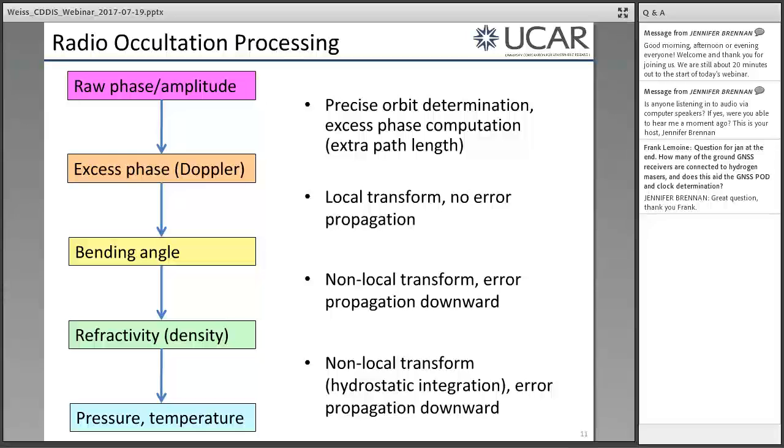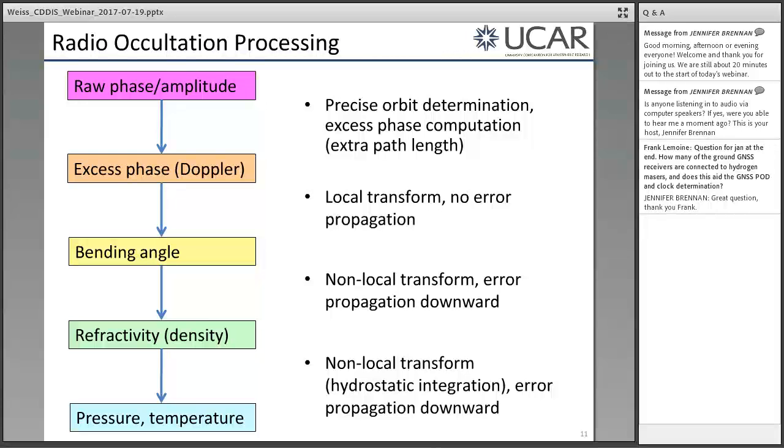This is a high-level overview of the processing, and we won't go into great detail here, but it's top to bottom. One of the first steps is precise orbit determination. That applies to both the GNSS transmitters as well as the receiver in low Earth orbit. We need to know where they are. We in particular care about their relative velocities and their relative positions. And once you have those positions precisely, that gives a geometric distance, which the signal would take if it were going through a vacuum.